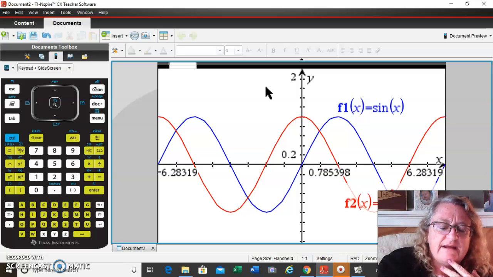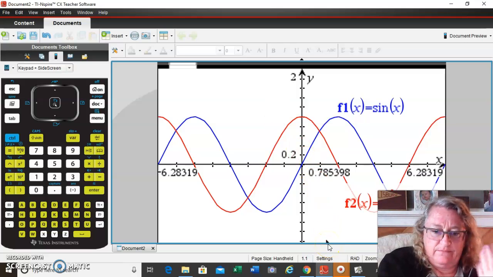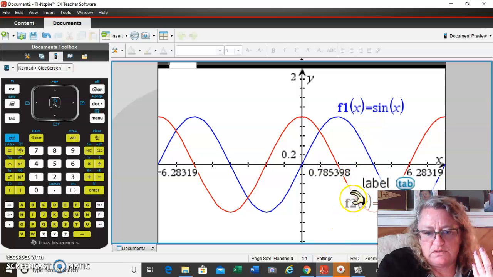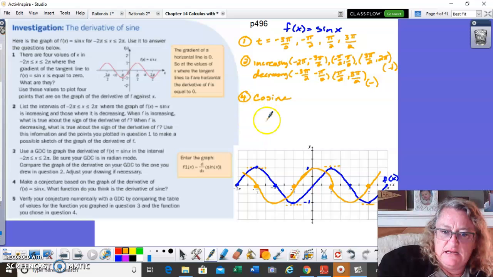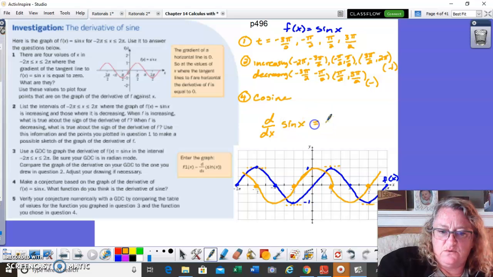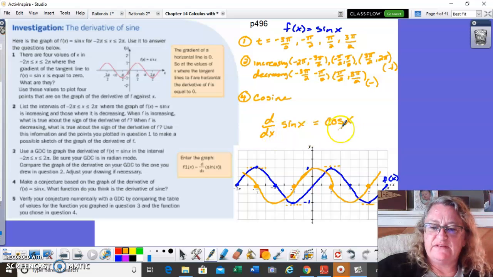So, all right. So basically, the point of this exercise was to show you that the derivative of sine is cosine. Okay? So we're going to come back here, and we're going to say that d/dx of the sine of x is equal to the cosine of x. When you're taking the derivative, it's that simple. If you're taking the derivative of sine x, it's going to equal cosine x.